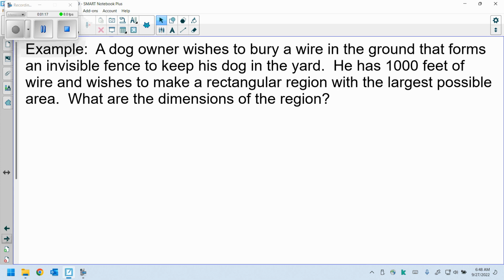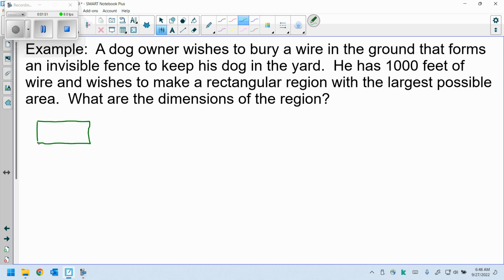A dog owner wants to bury a wire in the ground, makes an invisible fence, keeps his dog in the yard, and he's got 1,000 feet of wire. So, what are the dimensions of this rectangular region that will give him the largest possible area? So we'll draw a picture of a rectangle. There we go.